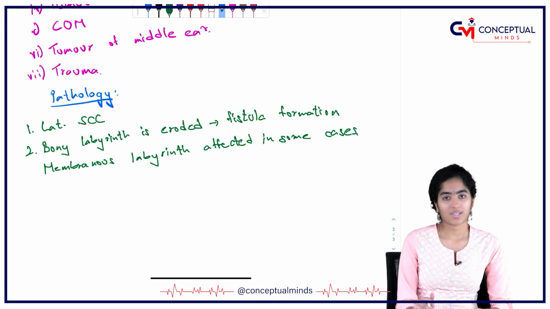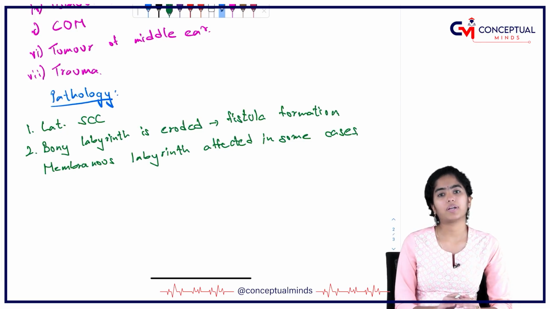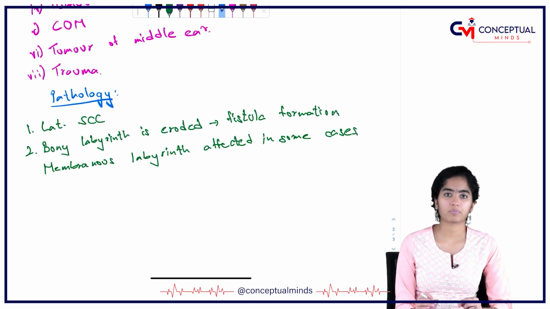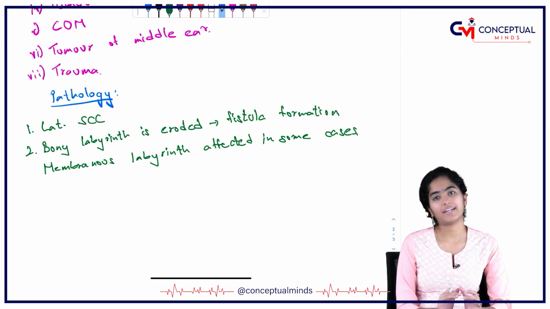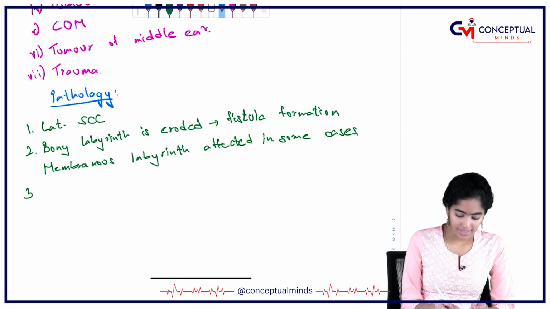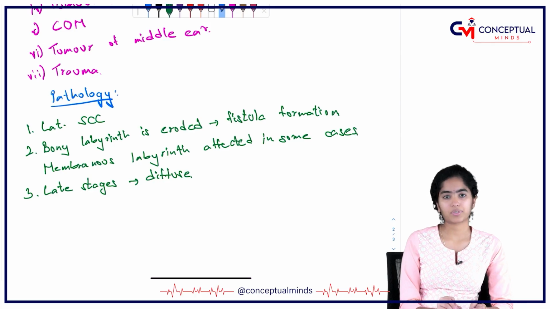Now, this disease process starts as a circumscribed lesion, but in the late stages, it becomes diffuse. There could be breakdown of the middle ear mucosa, followed by resorption of a portion of the labyrinthine capsule. Bone resorption begins along the vascular channels. Ultimately, bone resorption of the entire labyrinth occurs. So, in the late stages, the disease process becomes diffuse from circumscribed.